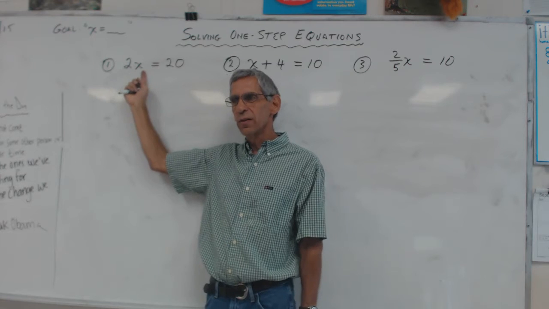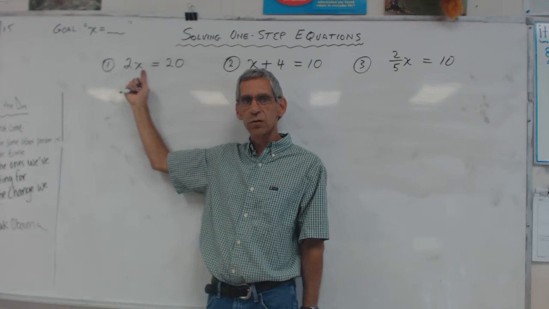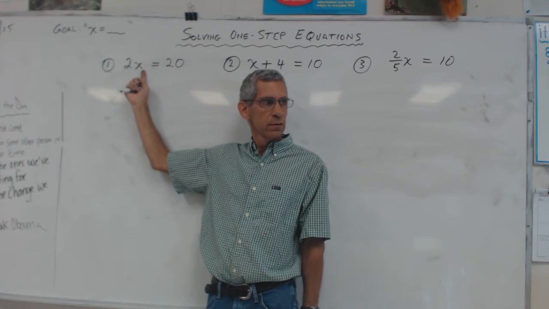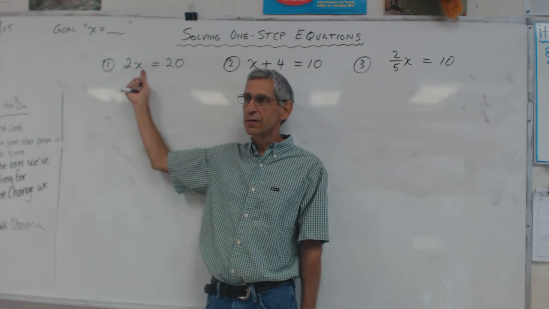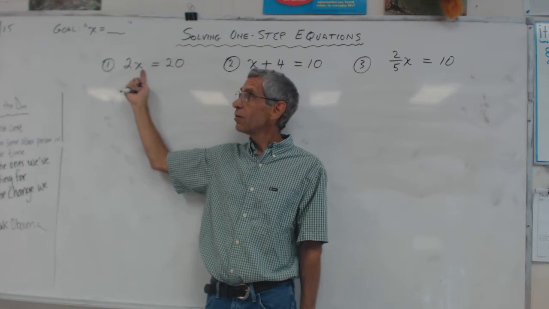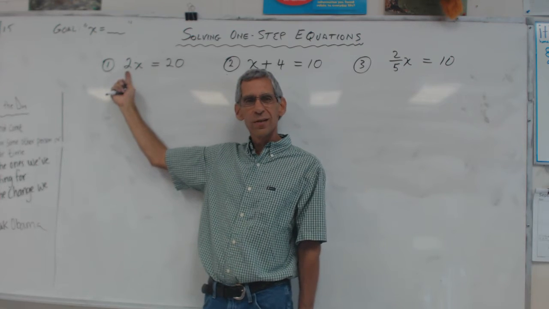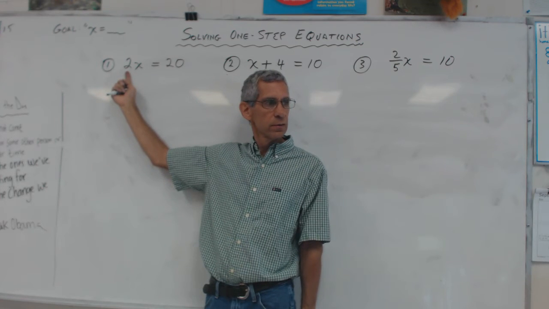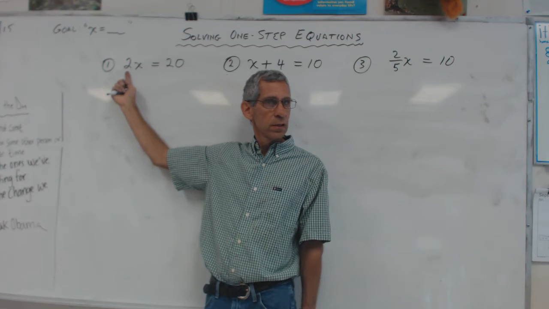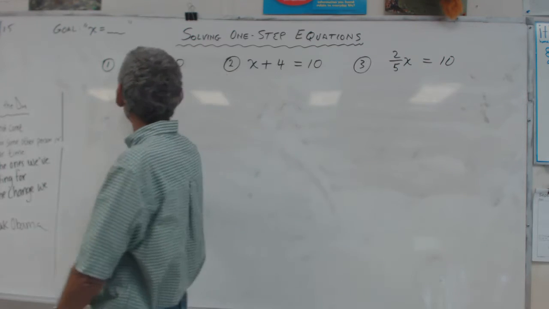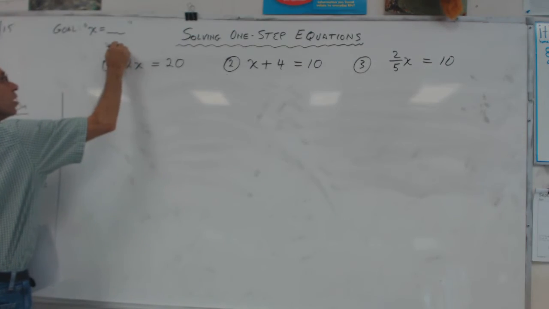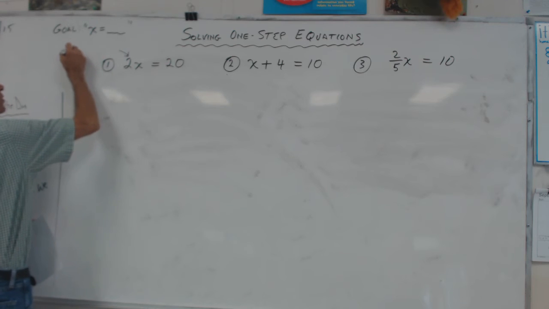So this is a variable, right? It's an x, an unknown right now. We can figure it out, but it's an unknown. What is the number in front of the x called? It's called the coefficient. This is called the coefficient.